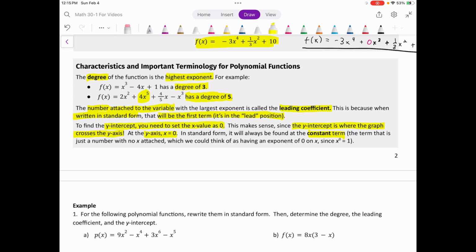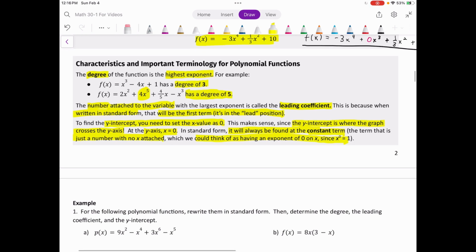Okay, so in standard form, it doesn't even have to be in standard form actually, but it will always be found at our constant term. The term that's just a number with no x attached. Again, we could think of that as having an exponent of 0 on x, because x to the power of 0 is just 1. But there we go.